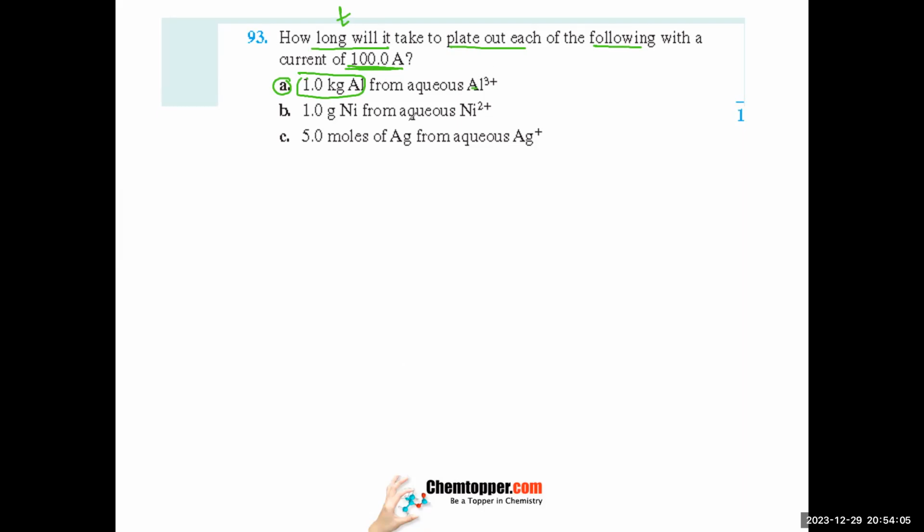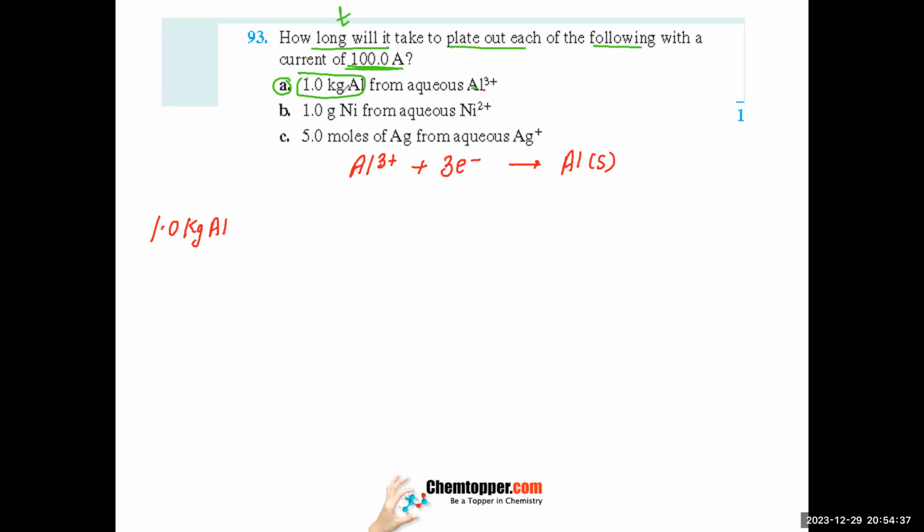From aluminum 3 plus solution. So first you write down the reaction. Al 3 plus gaining how many electrons? 3 electrons, giving you Al solid, right? How much aluminum you want? 1 kg. So 1.0 kg of aluminum.